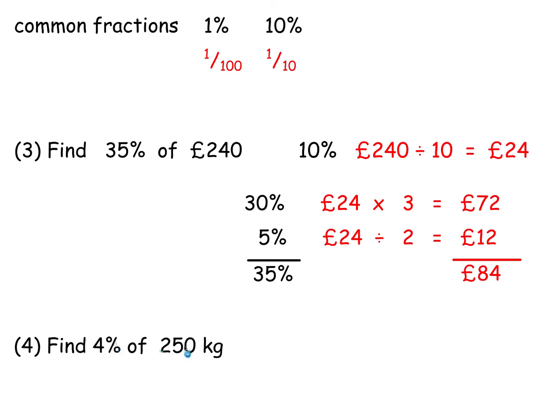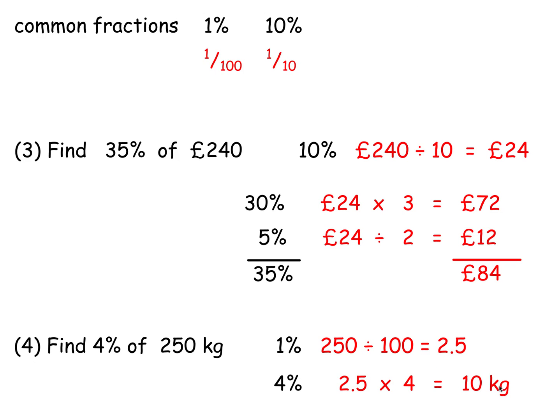If I was asked 4% of 250 kilograms, find 1%, that's 100th. Divide by 100, 2.5, and multiply by 4. 4 lots of 2.5, which is 10 kilograms. And that's found 4% of 250 kilograms is 10 kilograms. So that's based around 10% and 1%.